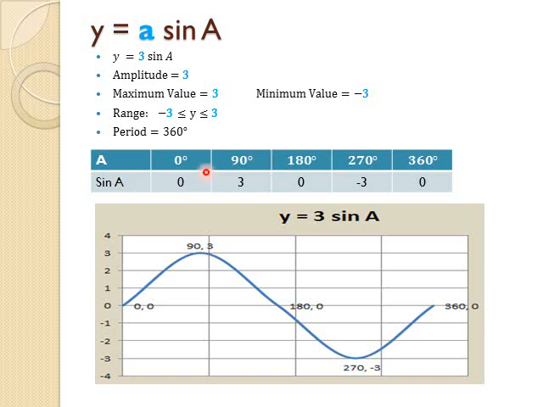So sin of 0 is 0, sin of 90 times 3 would give me 3, 180, 0, 270, sin 270 minus 1 times 3 gives me -3. 360 would give me 0 times 3, which is 0. So that you can all find on your calculator. You see the graph still looks the same as the two previous ones I've drawn. Only difference is now, my highest value is 90 and 3. Alright, that's 180 and 0, 270 and -3, and 360 and 0.